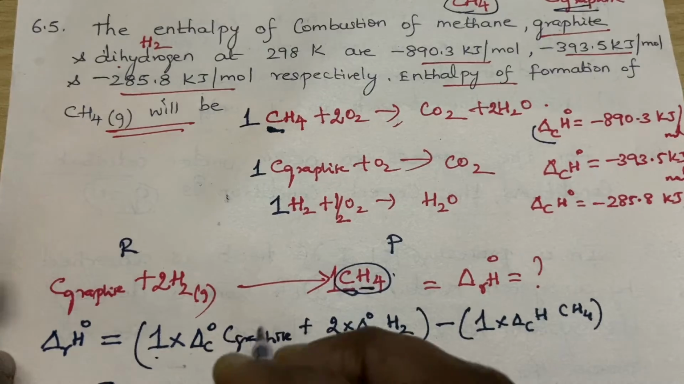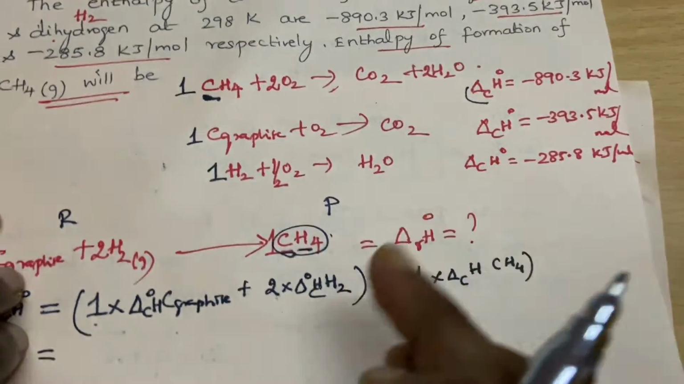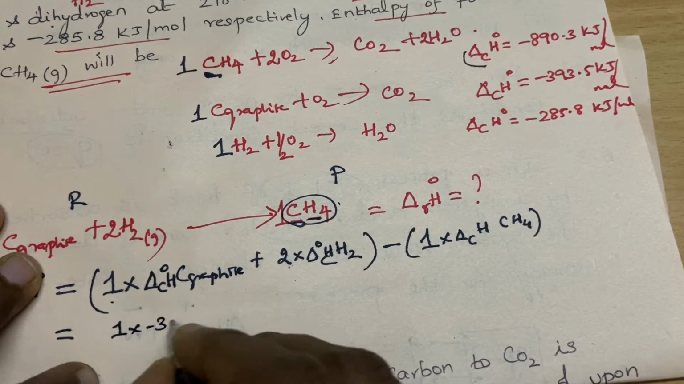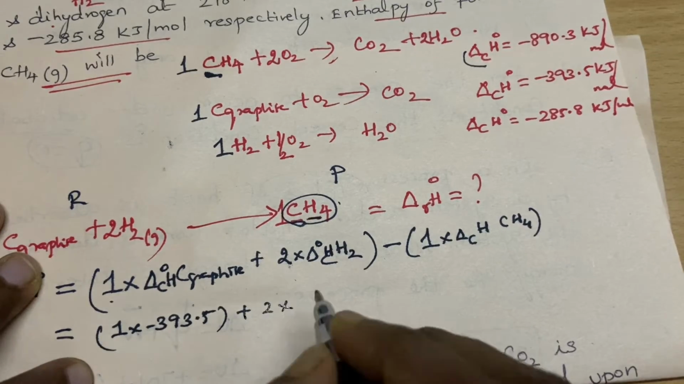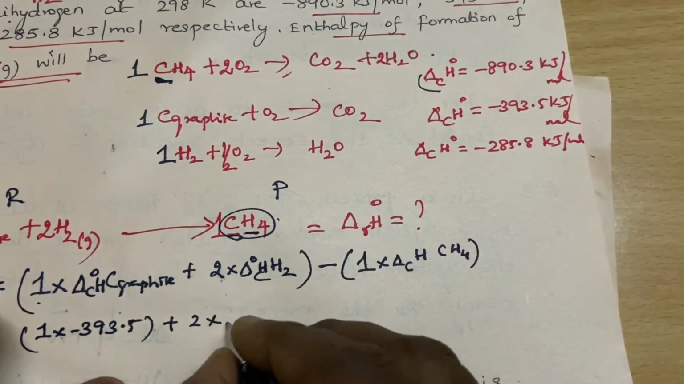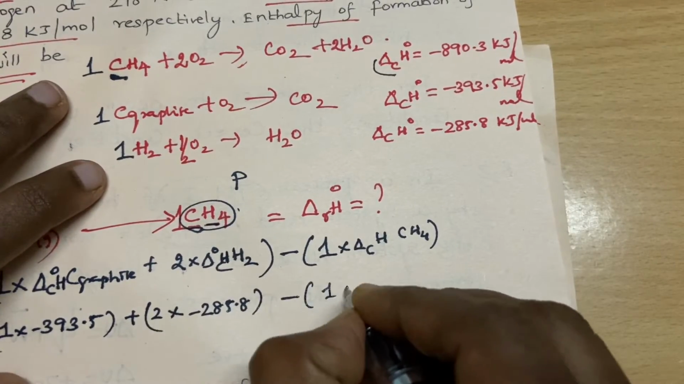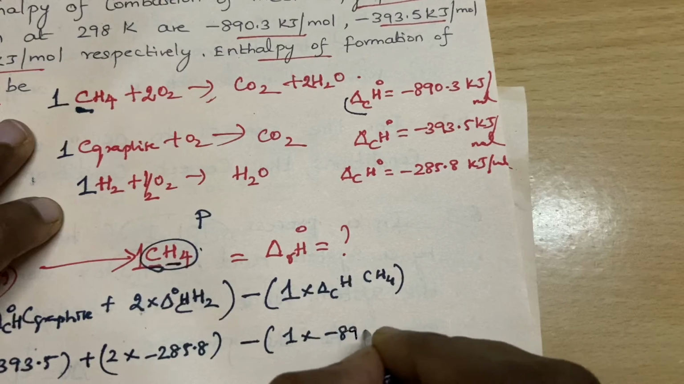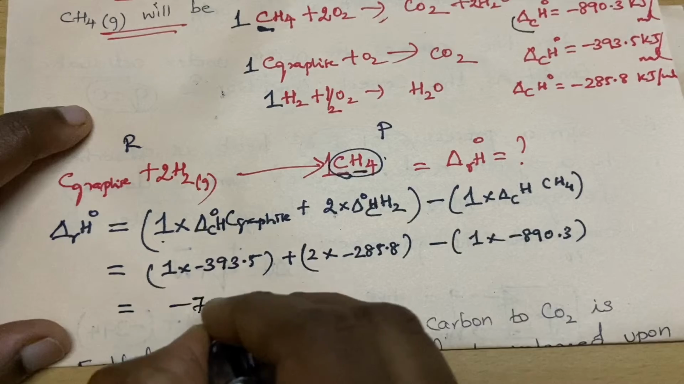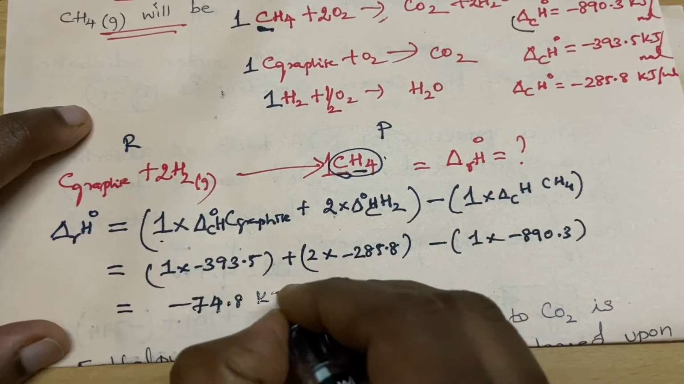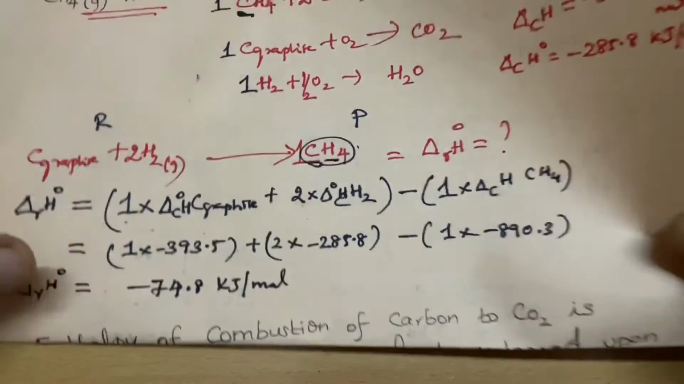What is the enthalpy of combustion for graphite here? Take from here. So 1 into minus 393.5, plus 2 into enthalpy of combustion of hydrogen, minus 285.8, so minus 1 into, for methane, minus 890.3. While solving this, you will get minus 74.8 kilojoules per mole. Isn't that very simple, students? This is actually very simple.